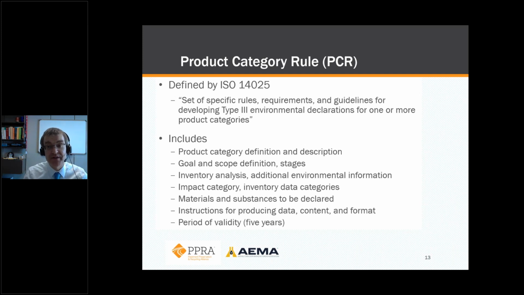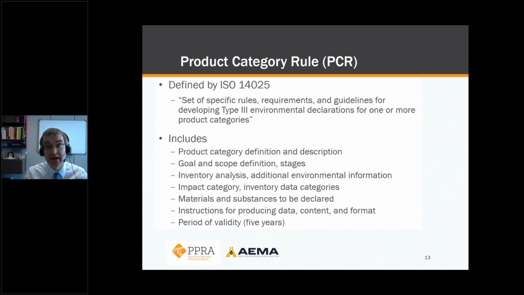You need to talk about the instructions for producing data, the content, and the format. And this ensures that everyone is collecting data in the same way and they're all presenting it in the same way. And that allows for an easier comparison between two different EPDs. If they're generated from the same PCR, you can look at those together with a high level of confidence.